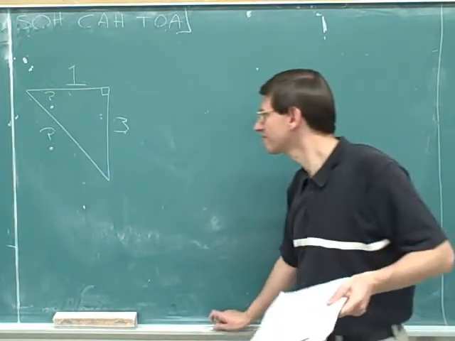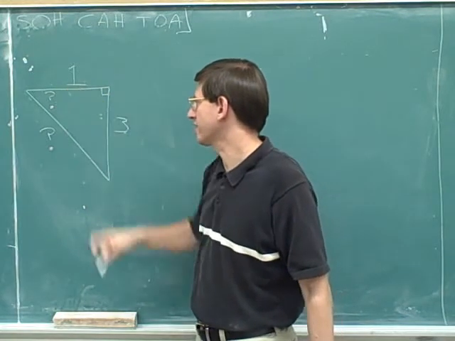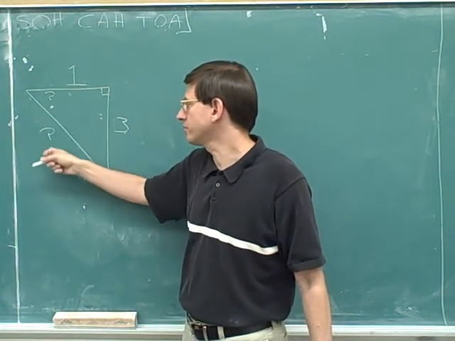Let's try another problem. This vertical side has a length of 3. This horizontal side has a length of 1. Try to figure out this angle and this side.